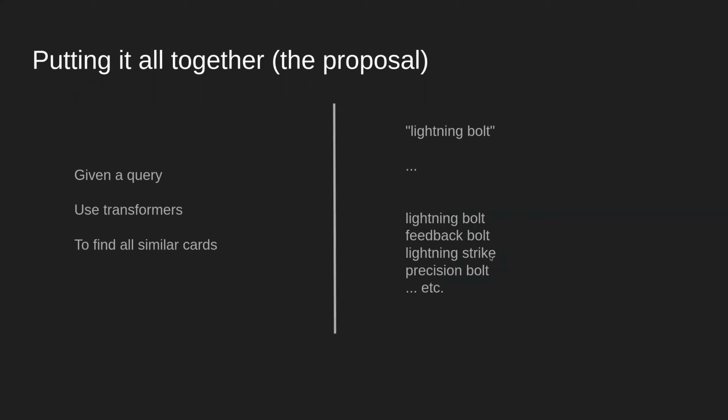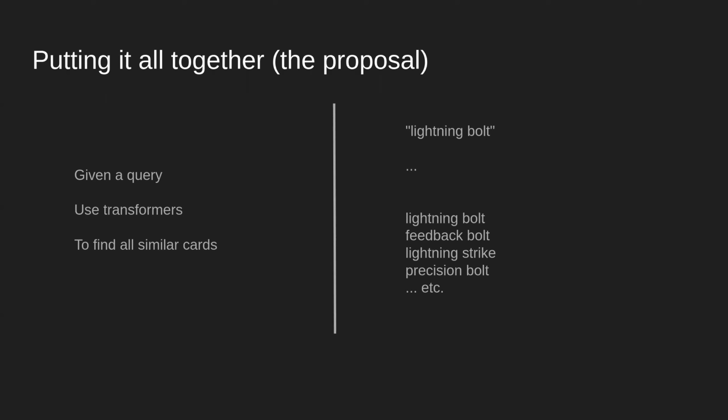So putting it all together, what am I proposing as a research project here? Given a query, use transformers to find all similar cards to that query. If you put in the query Lightning Bolt, you would find the card Lightning Bolt, but you might also find the cards Feedback Bolt, Lightning Strike, and Precision Bolt.